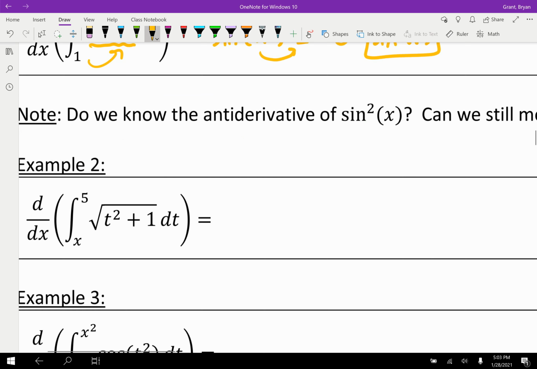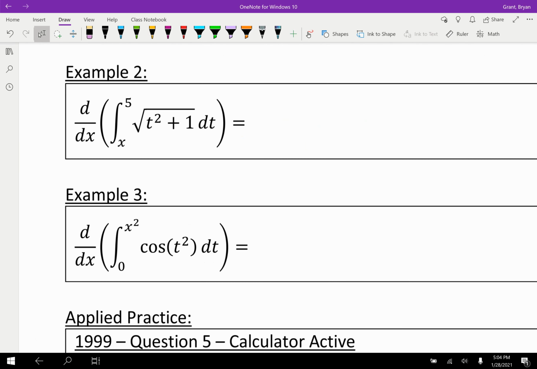Okay, let's try another. Example 2, take the derivative of the integral from x to 5 of that stuff. Well, if you substitute in the upper limit, that's going to become a constant. 25 plus 1 is 26. Whatever the antiderivative is, we don't know that one. The derivative of a constant is just 0. Fundamental theorem, minus, now we just substitute in the lower one, x squared plus 1, times the derivative of what we substituted in. We substituted in x, so we multiply by 1.